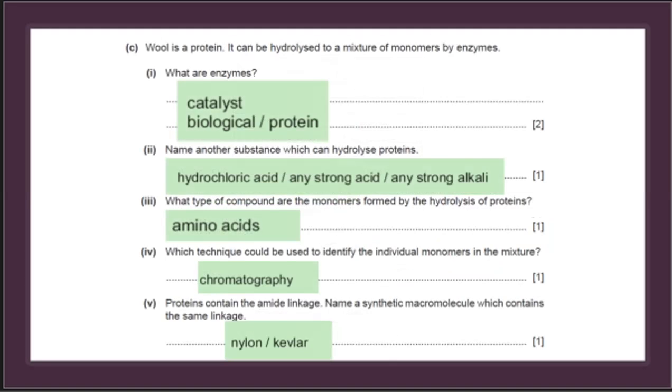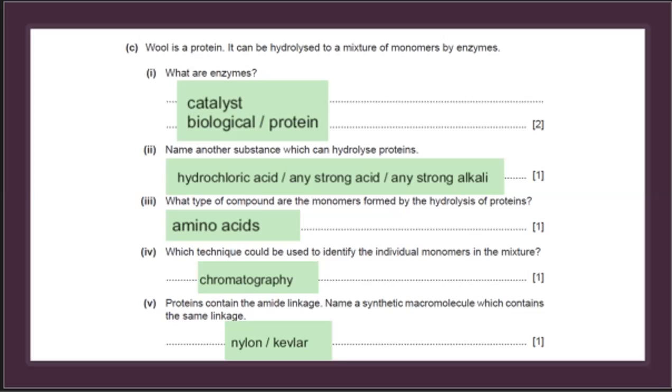All right. So next question. Wool is a protein. It can be hydrolyzed to a mixture of monomers by enzymes. Part 1. What are enzymes? Like I said before, enzymes are catalysts, or enzymes are proteins, right? Basically what they do, they speed up or alter the rate of the reaction that is taking place.